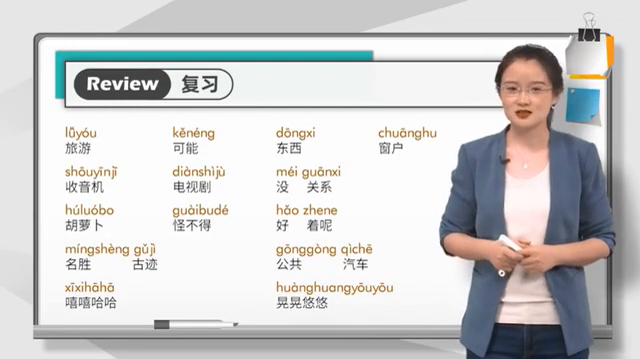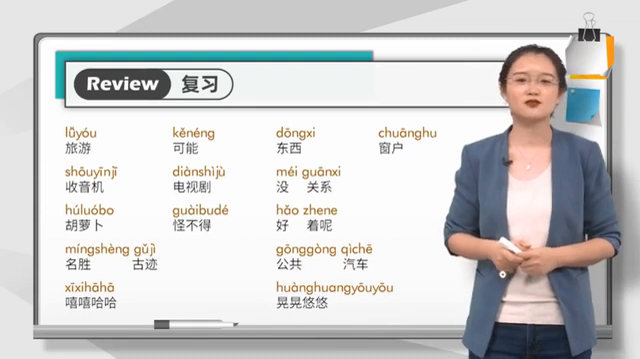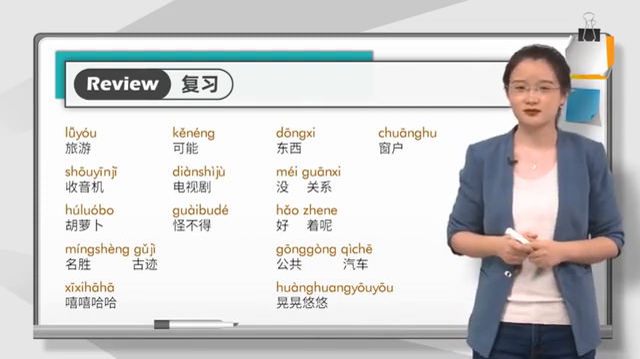In previous lessons, we have learned the stress pattern of words with 2, 3, and 4 syllables. Okay, let's do some reviewing.